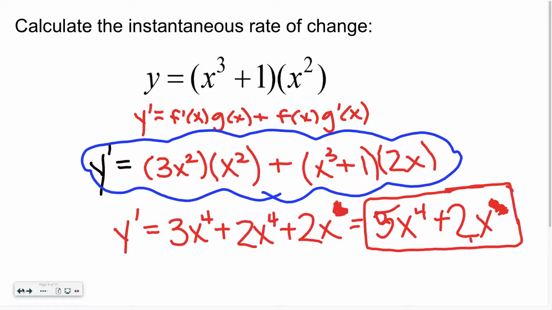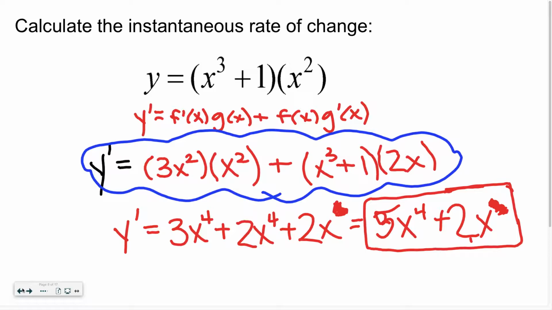Now, you could have distributed this through, and let's talk about that. If we wrote y equals x to the fifth plus x squared, notice how our derivative matches here. Are you with me? If we take the power rule of these guys, we'll get to here.